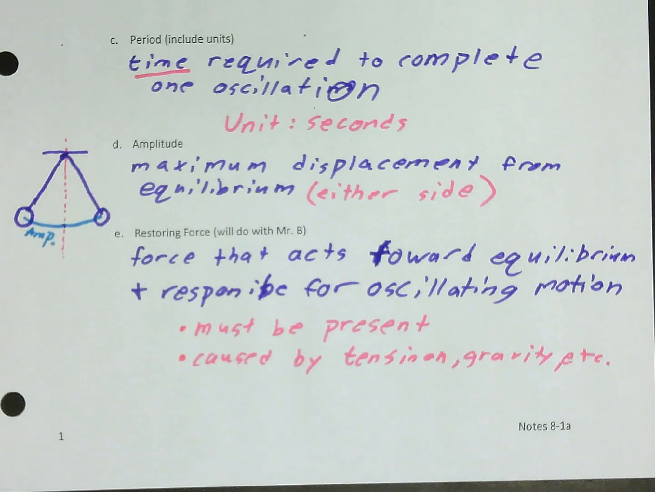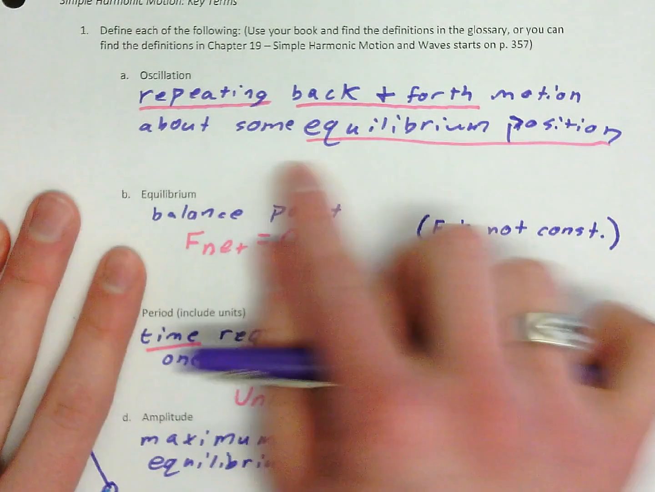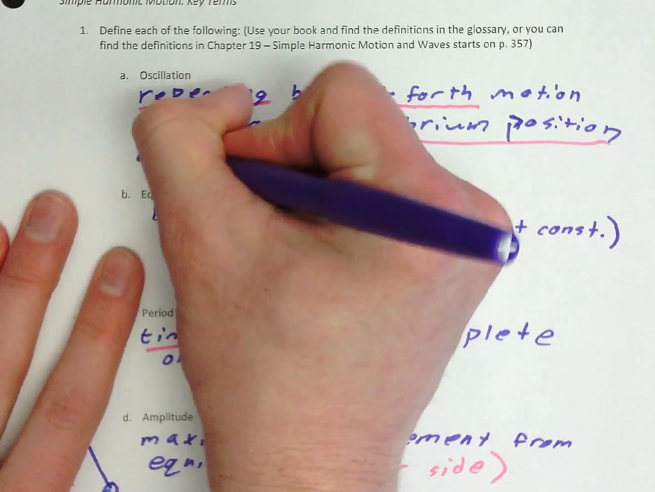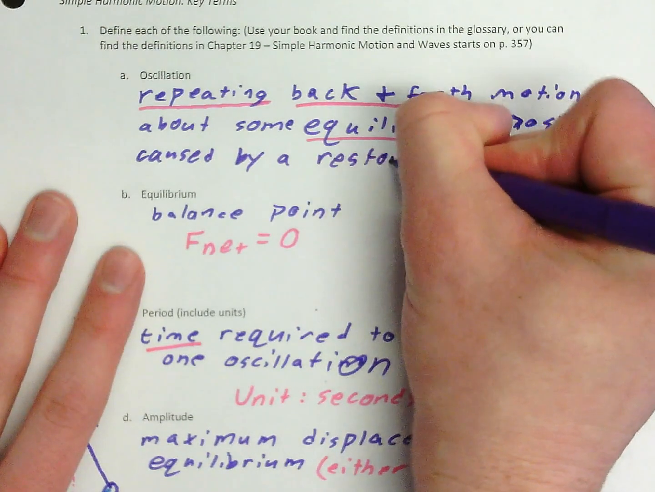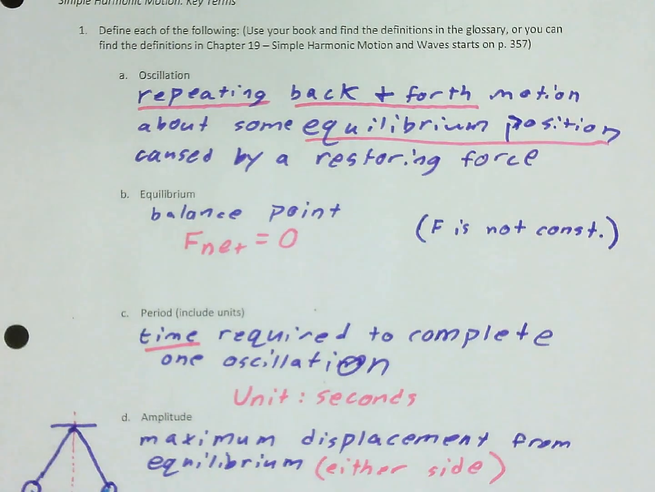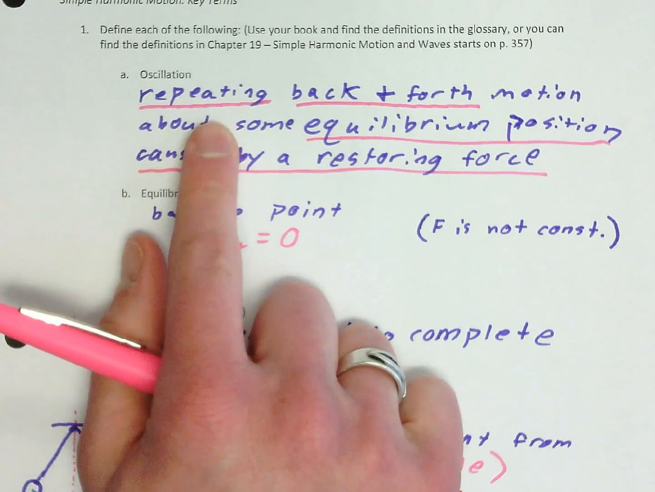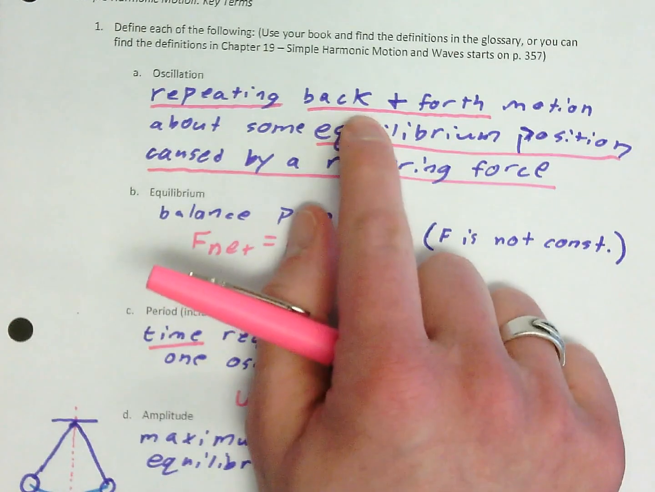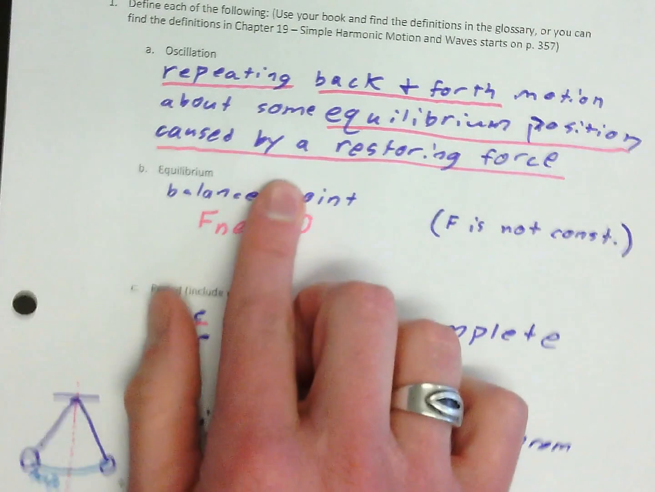I want to add one more thing, and then we're going to do the last part for today. And that is, I want to go back to oscillation. So we said it was repeating motion back and forth about some equilibrium position, it's caused by a restoring force. Without a restoring force, it doesn't happen. So these are the things it has to have. To be simple harmonic motion, it has to be repeating, it has to be back and forth, it has to have equilibrium. But you should also know what causes it, and it's caused by a restoring force.